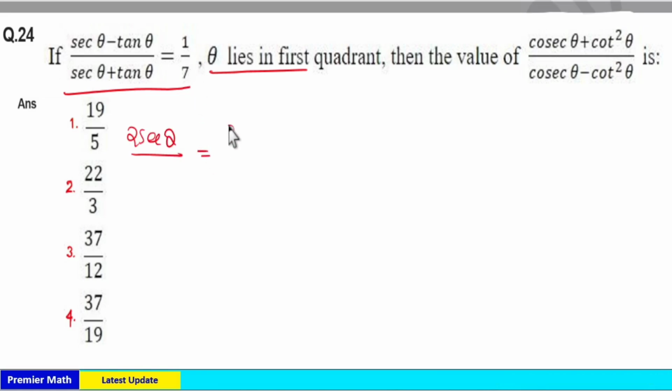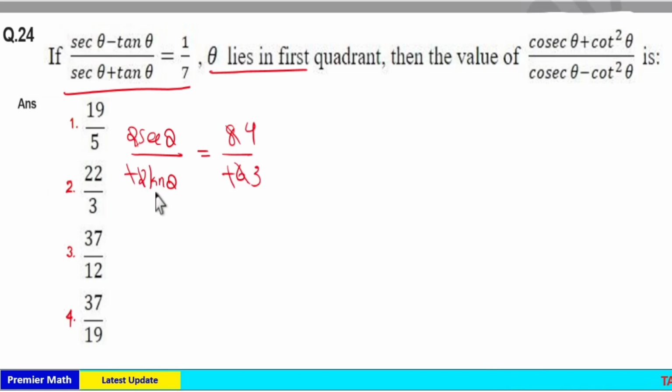Now 1 plus 7 is 8. Write it here. Now take the subtraction between numerator and denominator. Sec theta cancel. This will become minus 2 tan theta. Here 1 minus 7 is minus 6. 2 goes 4 times in 8, 3 times in 6. Minus minus cancel, 2 cancel.